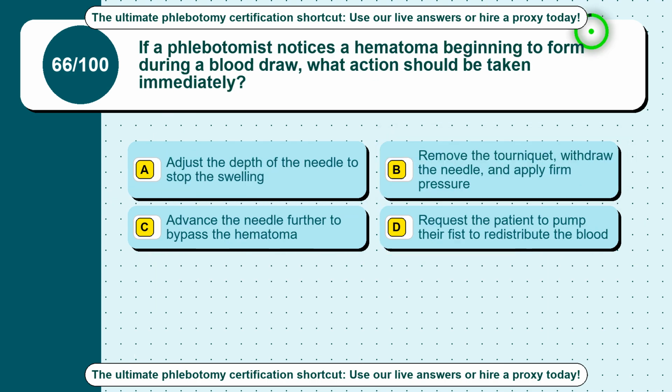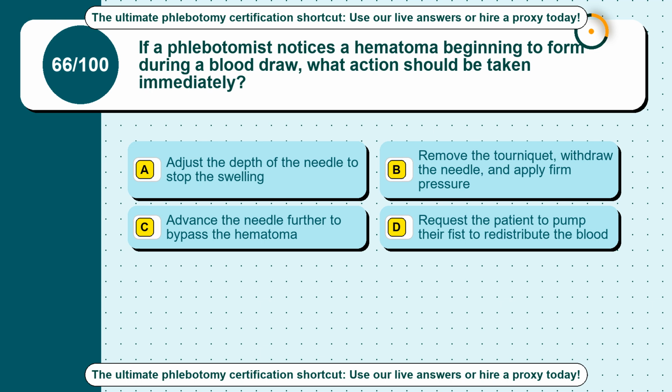Question 66. If a phlebotomist notices a hematoma beginning to form during a blood draw, what action should be taken immediately? Option A, adjust the depth of the needle to stop the swelling. Option B, remove the tourniquet, withdraw the needle, and apply firm pressure.